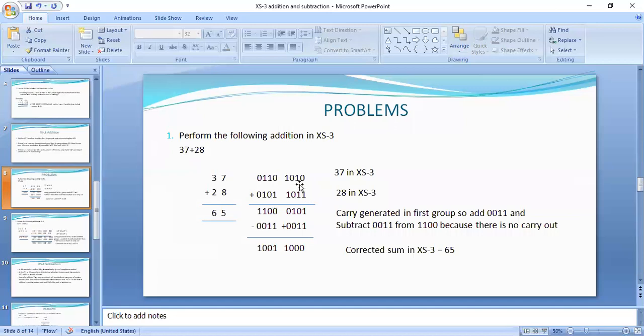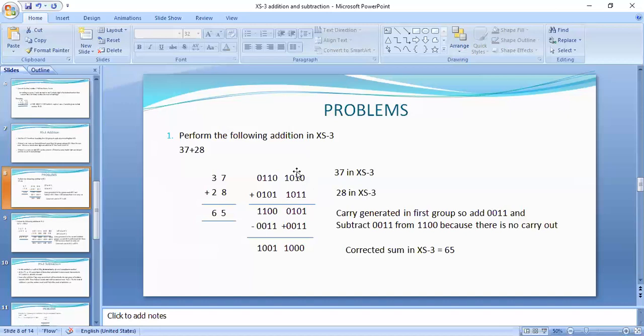Okay, and next, here we are writing 37 in XS3 and 28 in XS3. After that, what do we have to do? Start adding from the LSD. So 0 plus 1 is 1. 1 plus 1, 1 is the carry, 0 is the sum. And next, 1 plus 1, 1 is the carry, 0 is the sum.